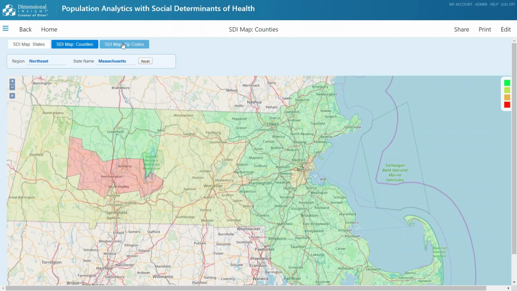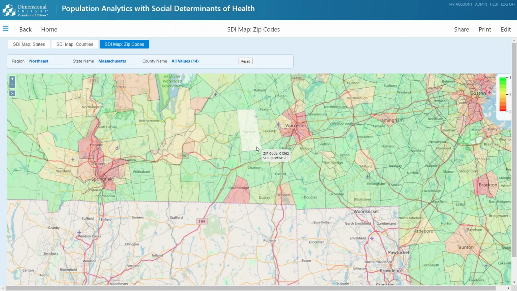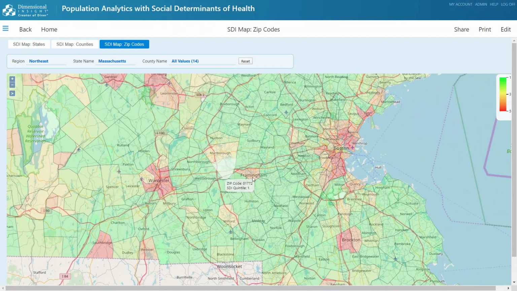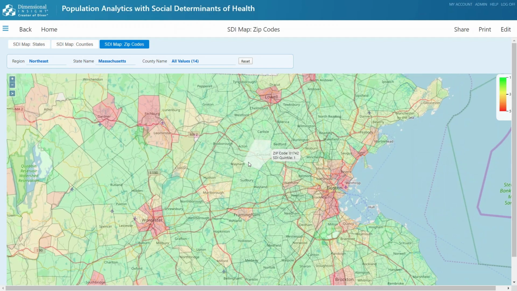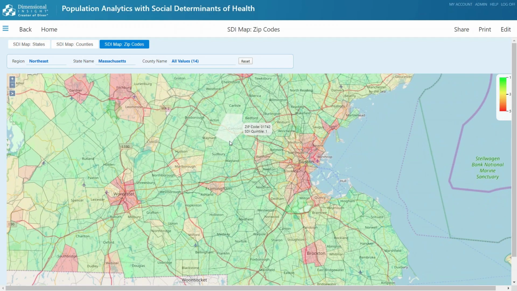But if we bring things down to the zip code level, we're going to see some very different patterns emerge. And there aren't a lot of surprises here. We would expect higher levels of social deprivation around the urban areas, like, for example, Boston and Worcester and Lowell, some of the other urban communities around the Boston area.